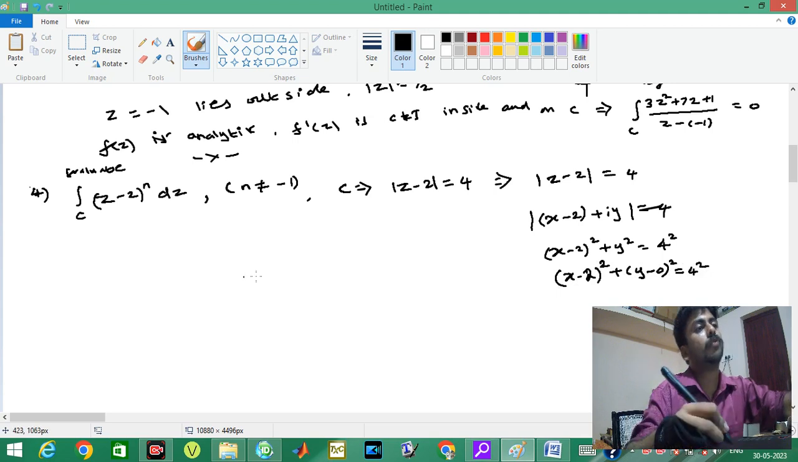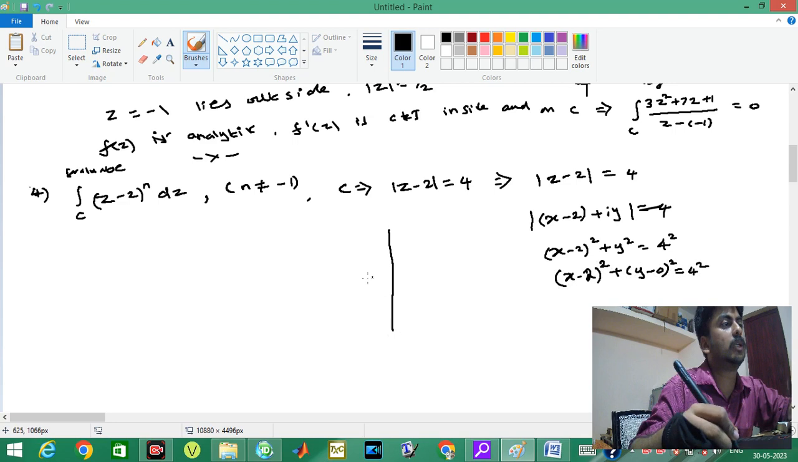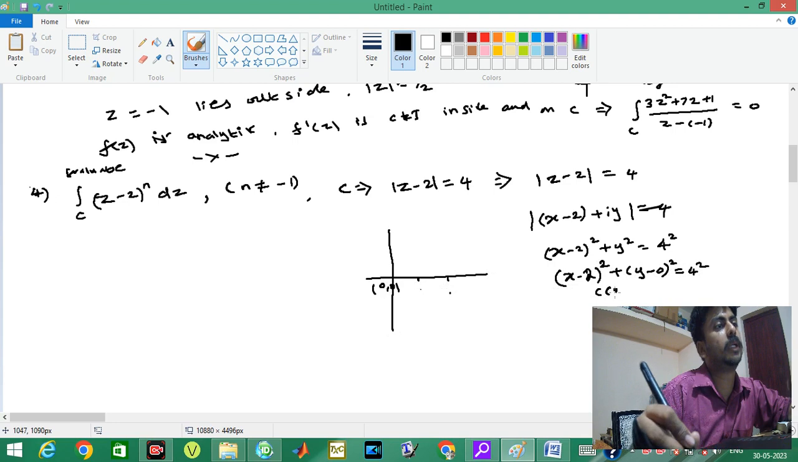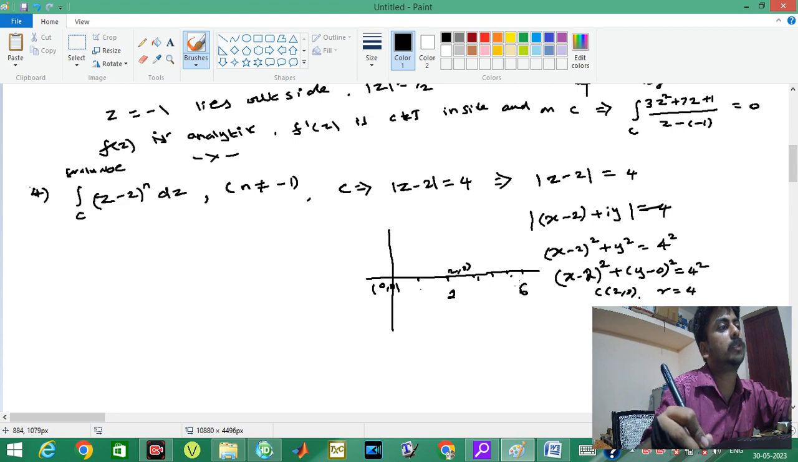So for this we will have a circle. If this is 0 comma 0, this is 1 comma 0, this is 2 comma 0, then the center is 2 comma 0 and the radius is 4. I have to start at this point: from 2 comma 0, a radius of 4 means 2, 3, 4, 5, 6. So at 6 only our radius will get closer.